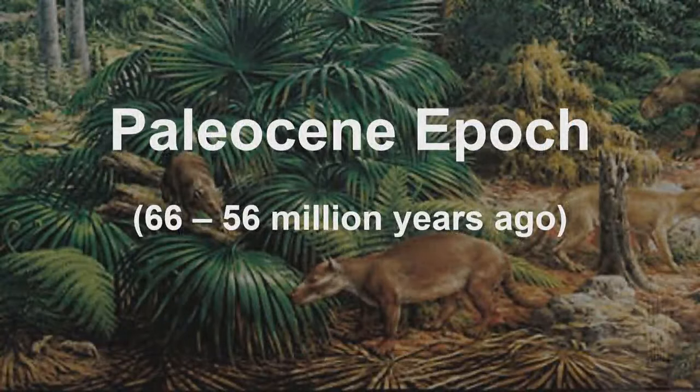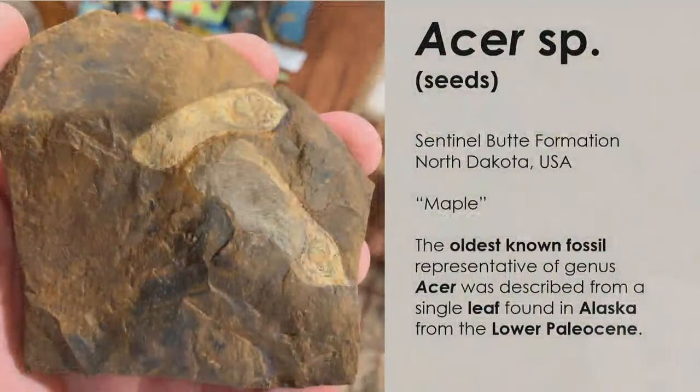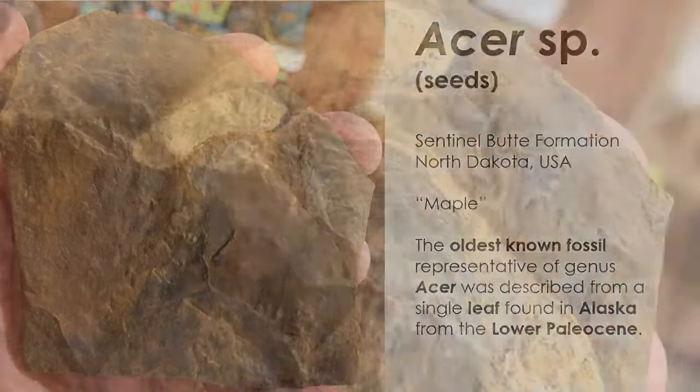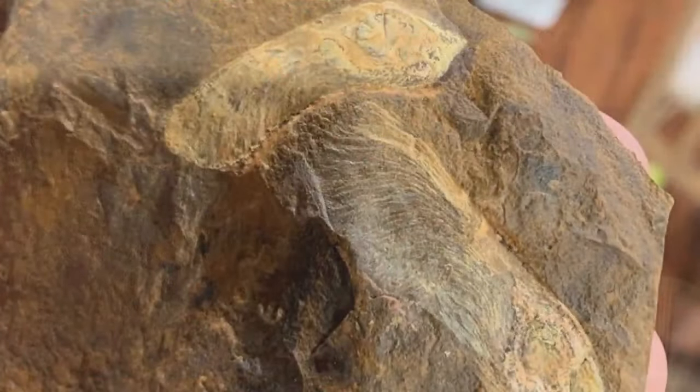And then we get to the Paleocene epoch, 66 to 56 million years ago. We start to see some maple seeds. Acer is the same genus that maples are in today. These are samaras, what we refer to as their seeds. They have these little wings to them. This is a specimen from North Dakota. The oldest known fossil representative of the genus Acer was described from a single leaf found in Alaska from the lower Paleocene. A little closer up view, they look very similar to our modern-day maple seeds.